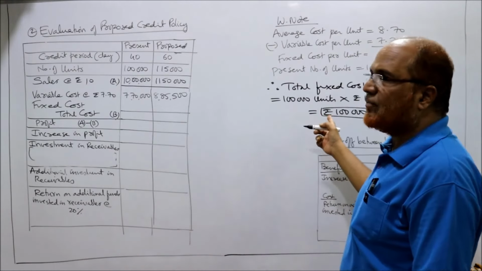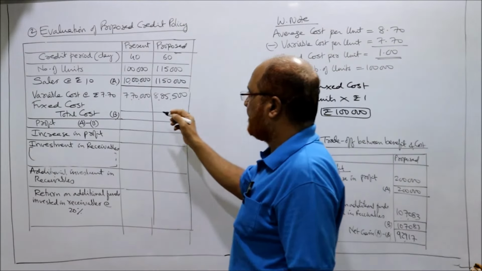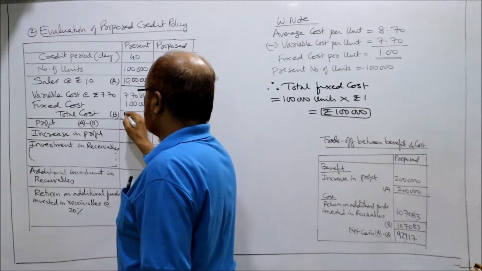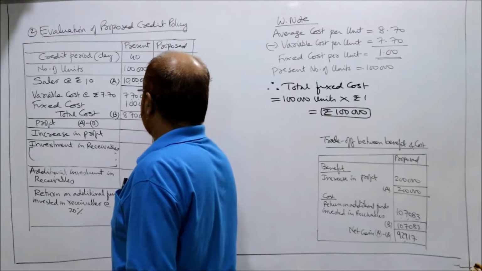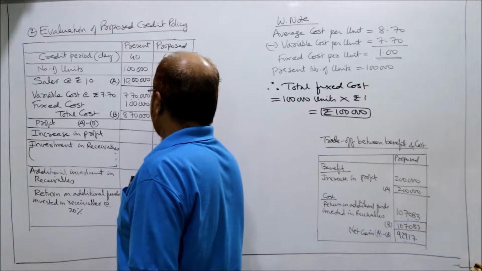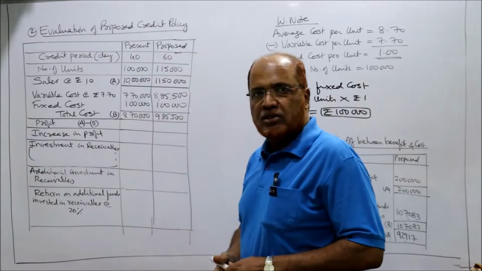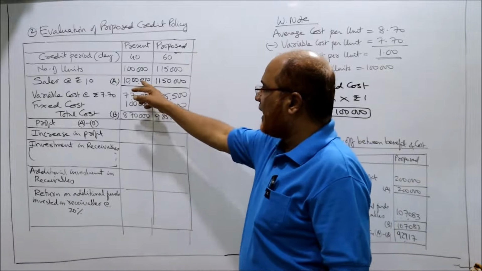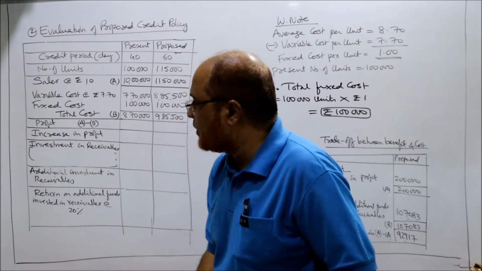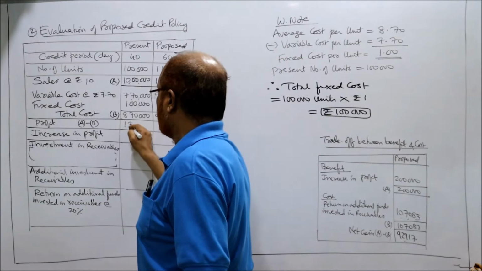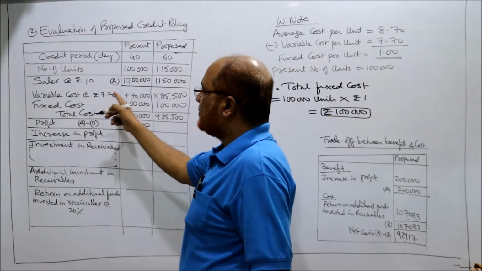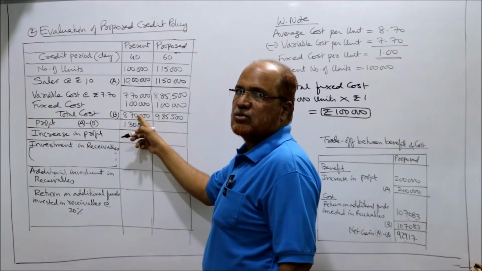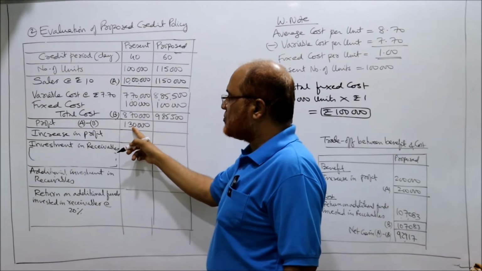Now fixed cost, just now we have calculated in the working note, it is 1 lakh. The total cost is 8,70,000 and 9,85,500. We got the total cost. Now easily we can find out the profit. Profit is nothing but sales minus total cost. Sales 10 lakh and total cost is 8,70,000. So 10 lakh minus 8,70,000 gives 1,30,000.